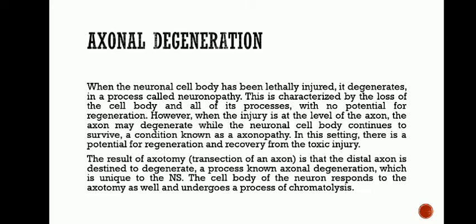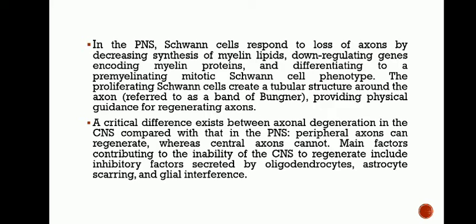The cell body of the neuron responds to the axotomy as well as undergoes a process of chromatolysis. In the peripheral nervous system, Schwann cells respond to loss of axons by decreasing synthesis of myelin lipids, downregulating genes encoding myelin proteins, and differentiating to a pre-myelinating mitotic Schwann cell phenotype. The proliferating Schwann cells create a tubular structure around the axon, which is termed as the band of Bungner, providing physical guidance for regenerating axons.